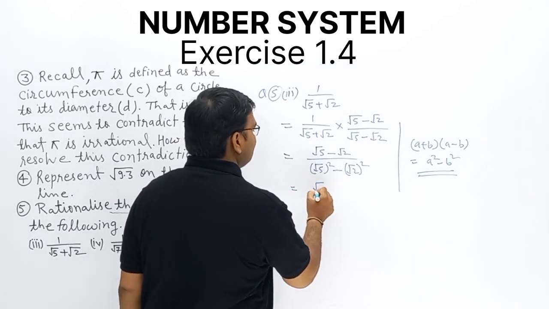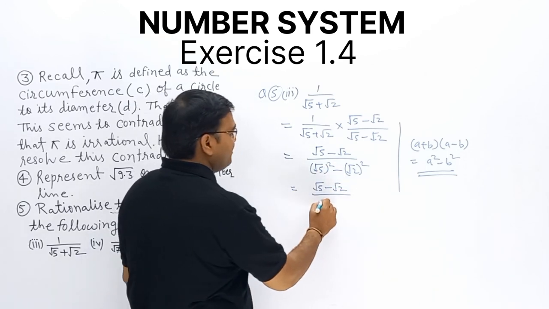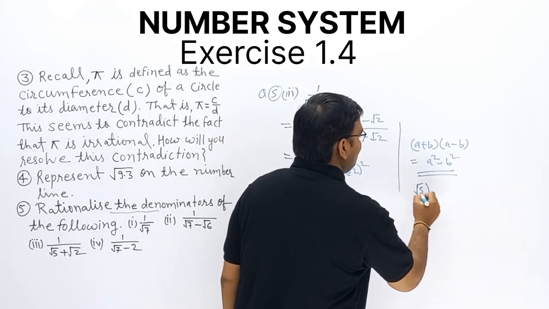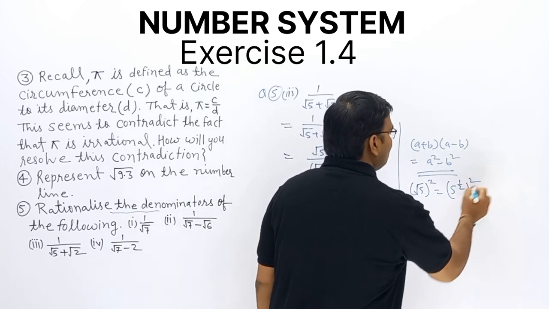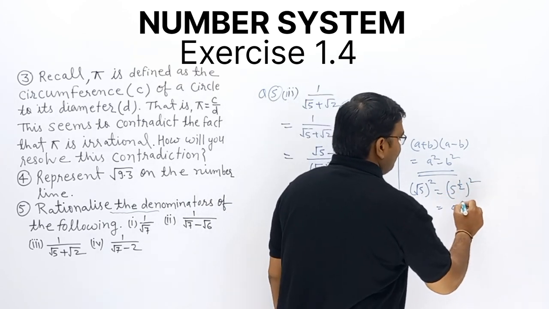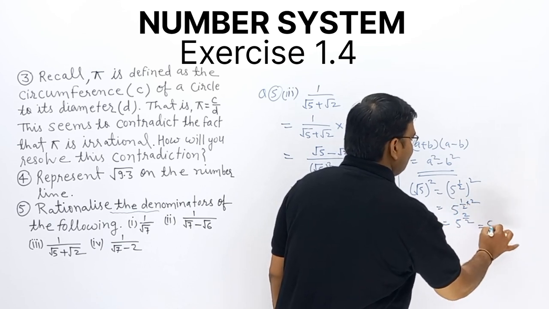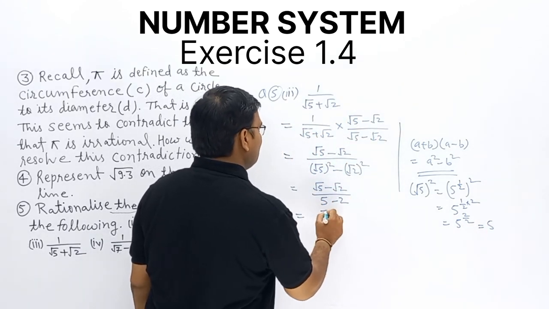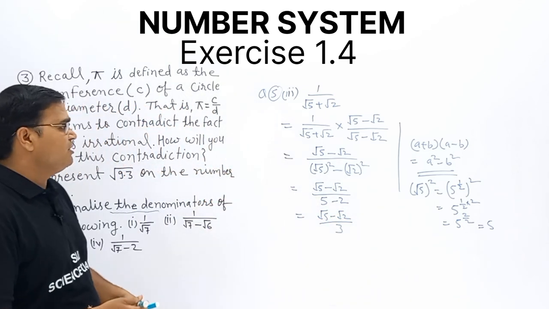Now what are we getting? Root 5 minus root 2. Now its square: root 5 square will be 5. The root will be removed. And how is it removed? Observe. Root 5 square can be written as: square root means power 1 by 2, and whole power 2. So this is in the form of a power m whole power n. So this will be 5 power 1 by 2 into 2. The result will be 5 power 2 by 2, and finally we get 5. Similarly we do the other one. So 5 minus 2, what will be the result? Root 5 minus root 2 divided by 3. This is the answer for rationalization of the denominator of this question.